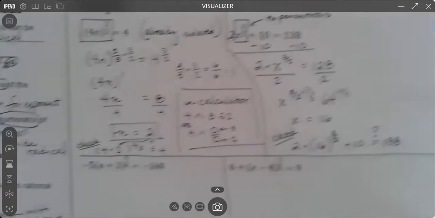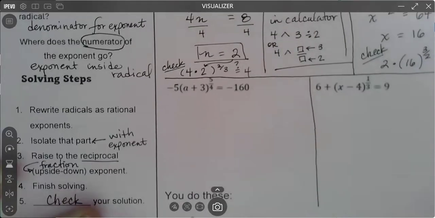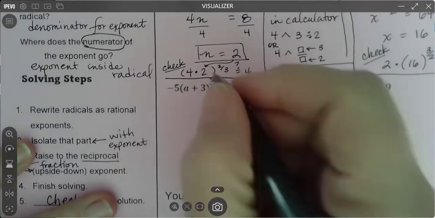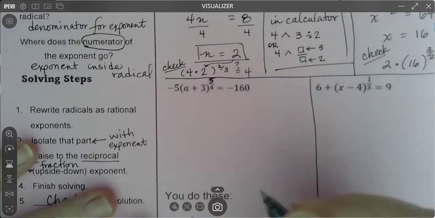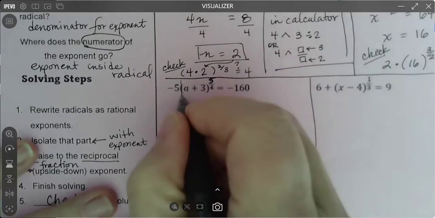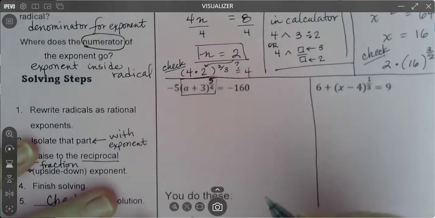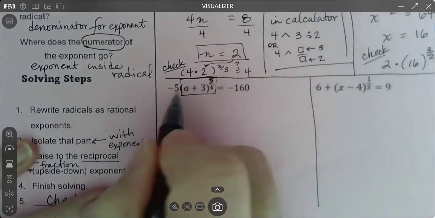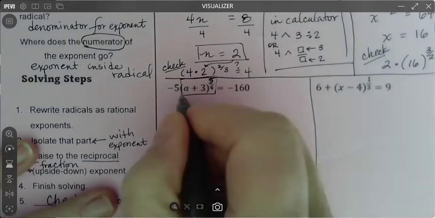I also have -5 times a plus 3 to the 5 over 4 power. I would be isolating this group in parentheses. The -5 is right up next to the parentheses group. So that tells me these are multiplied.